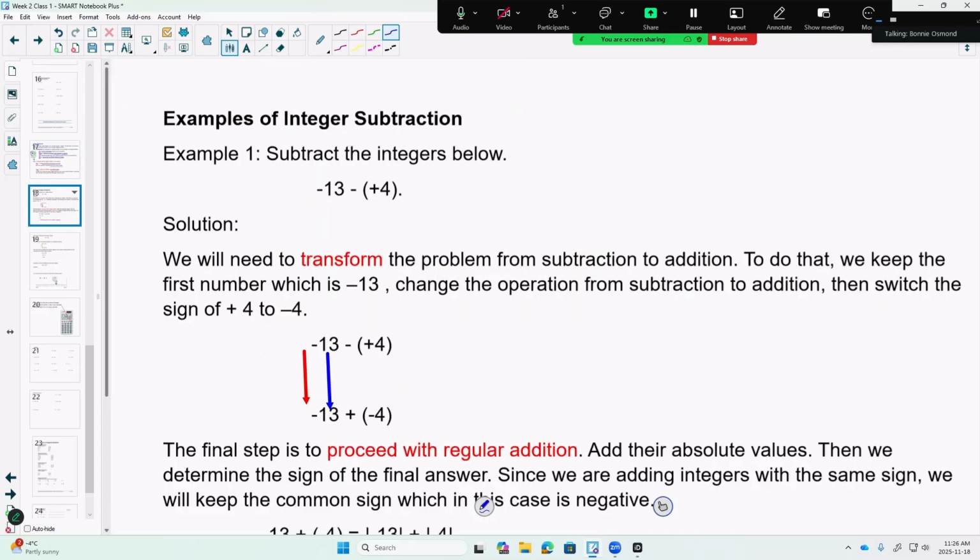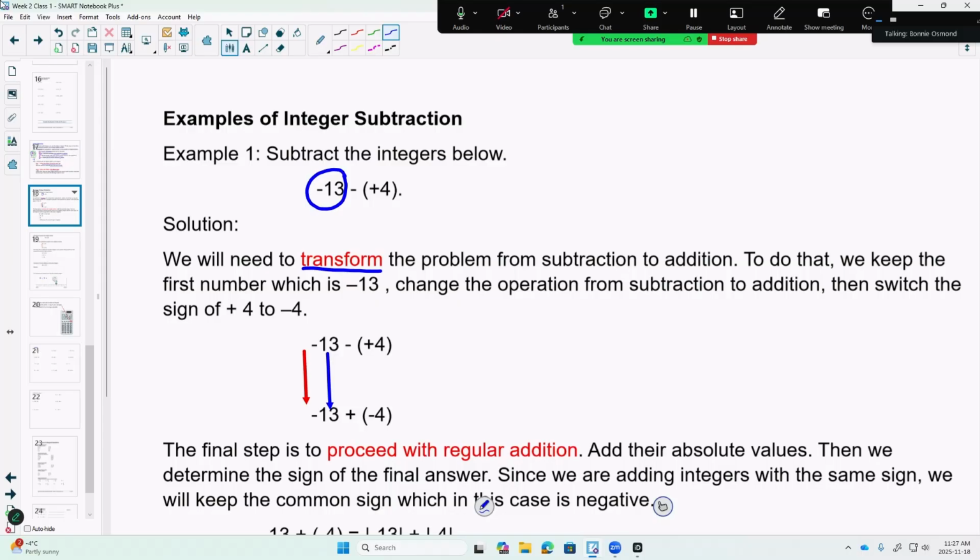Okay, so some examples of integer subtraction. Example 1, subtract the integers below. We've got negative 13 minus positive 4. First thing we need to do is transform the problem from subtraction to addition. Now remember the steps. To do that, we keep the first number, which is negative 13. That's not going to change.